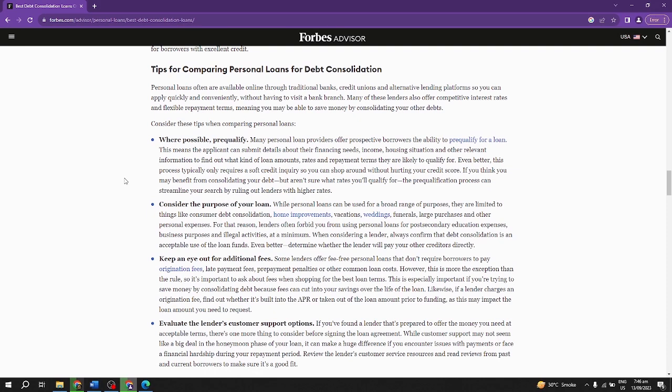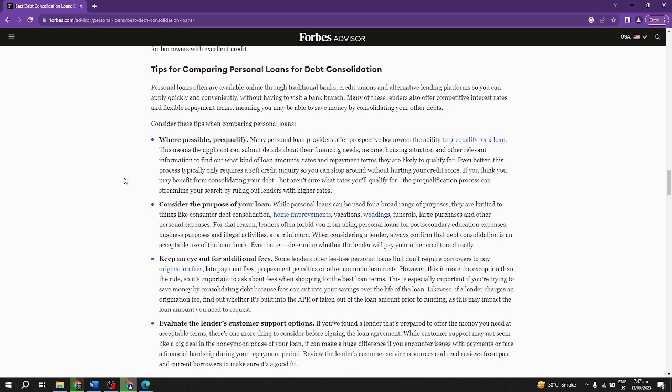Personal loans often are available online through traditional banks, credit unions, and alternative lending platforms, so you can apply quickly and conveniently without having to visit a bank branch. Many of these lenders also offer competitive interest rates and flexible repayment terms, meaning you may be able to save money by consolidating your other debts. Consider these tips when comparing personal loans.